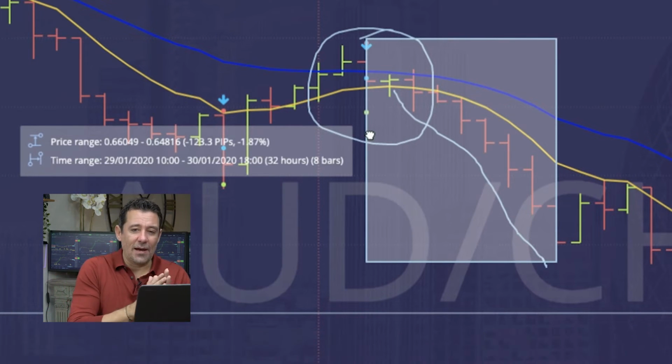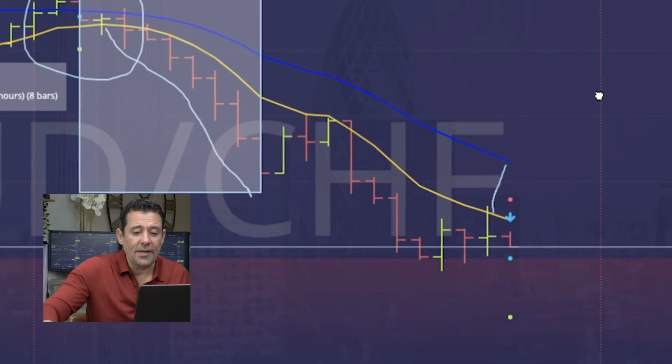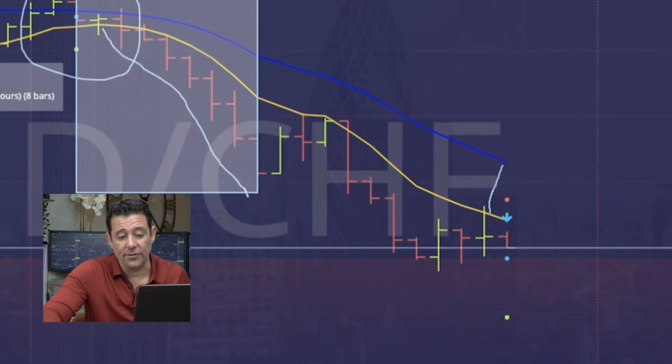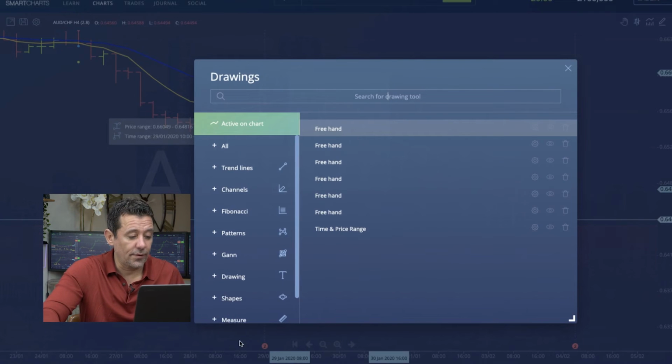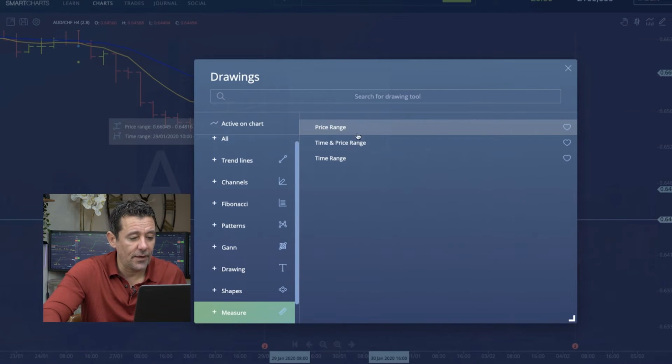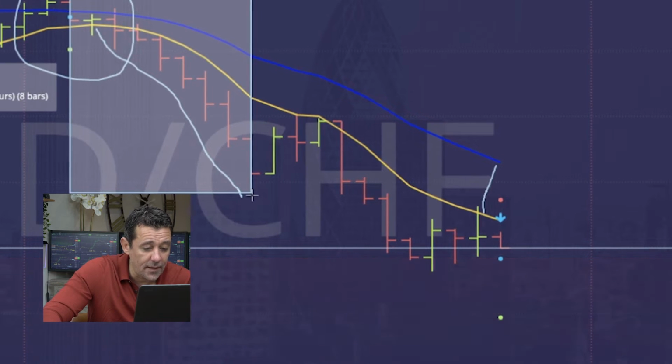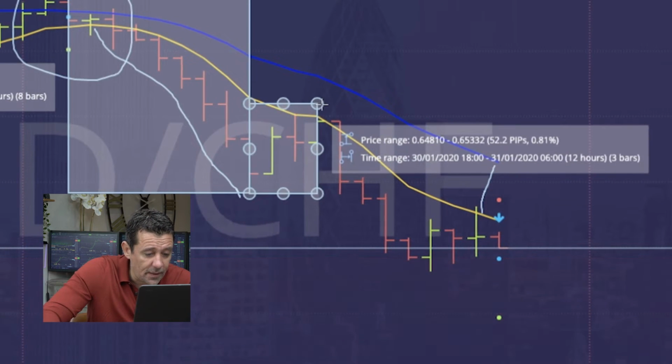So it's 32 hours in length for this phase 1 move, which is the price moving down with the downtrend. Now let's measure the phase 2 movement, which is that counter trend movement back towards the moving averages. So again, I click on my drawings tool, I go to measure, I go price and time range. I'm going to go from here to this bar here.